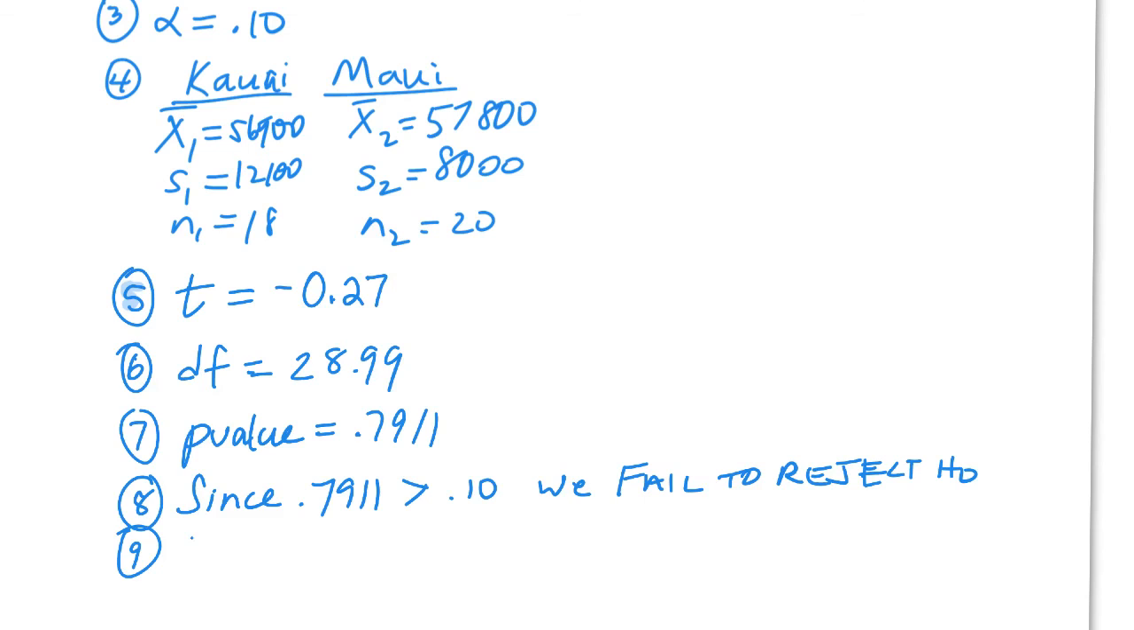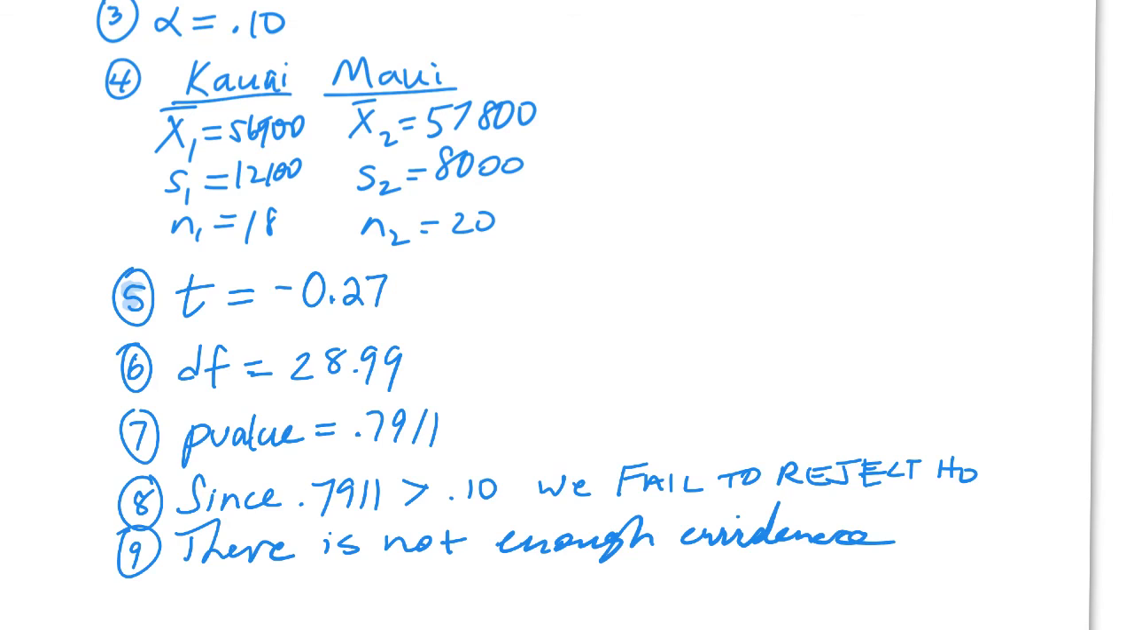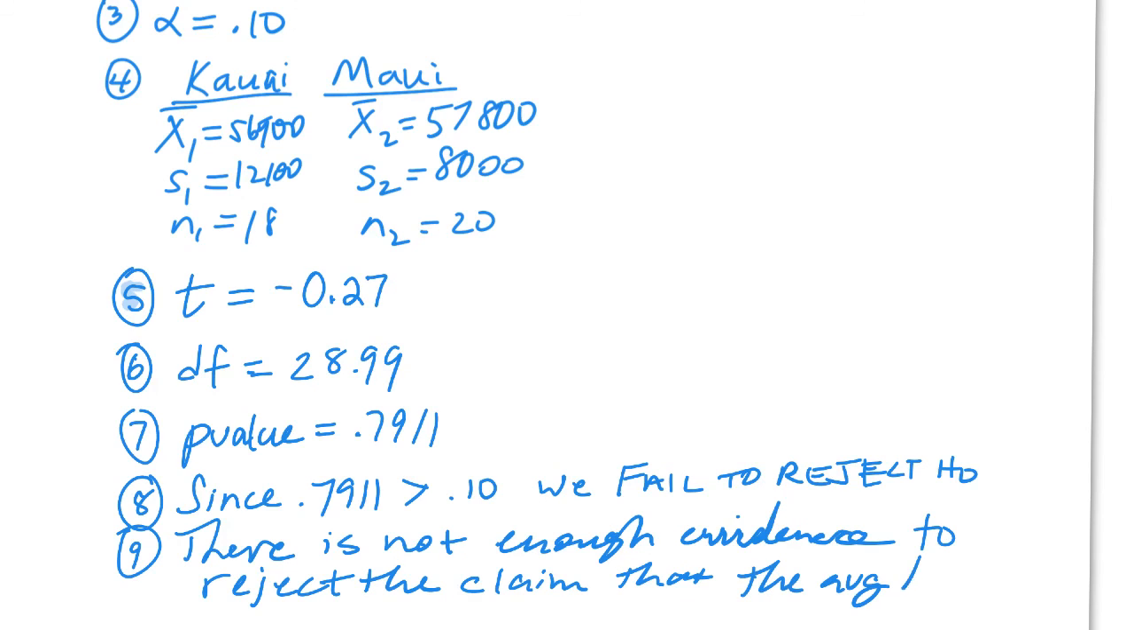And then our sentence at the end is, there is not enough evidence to, remember we have an H0 claim, so it's to reject the claim that the average household, I'm going to write HH, income in Kauai is the same as in Maui.